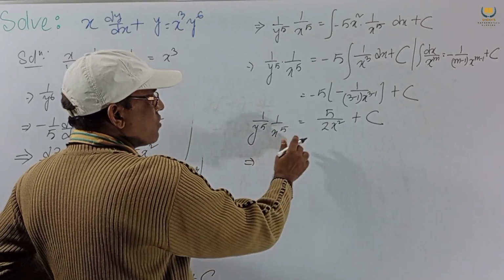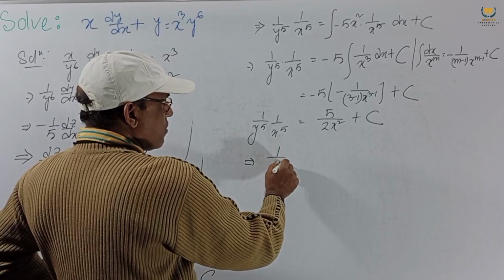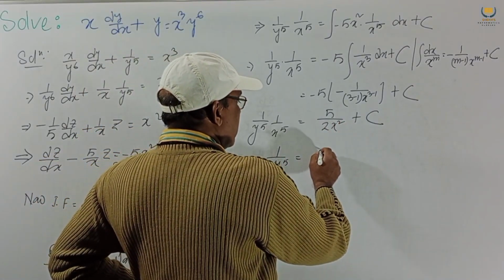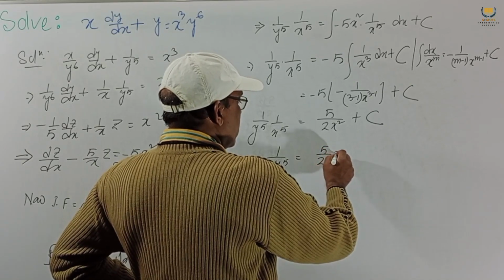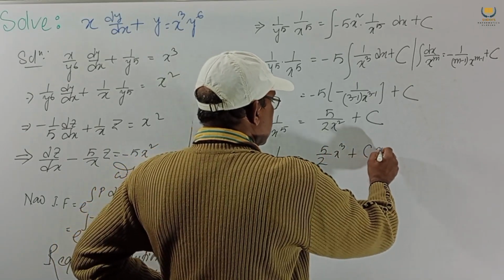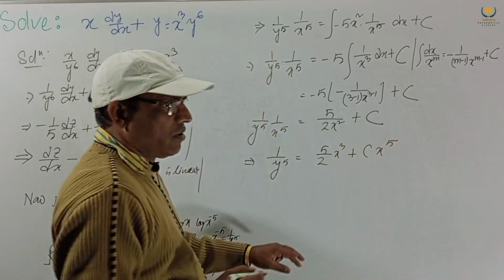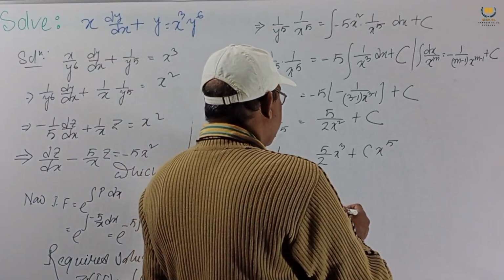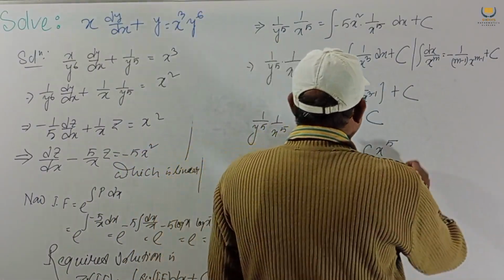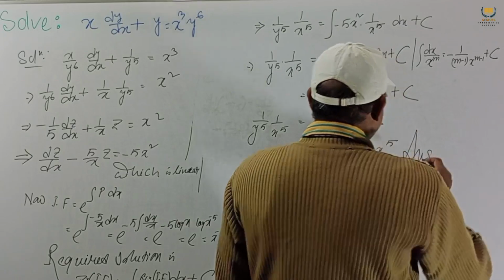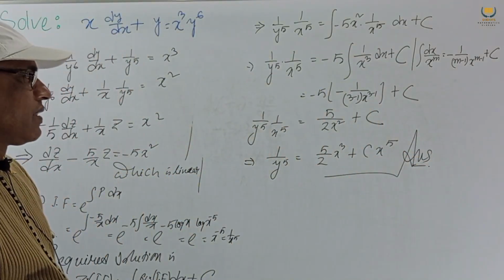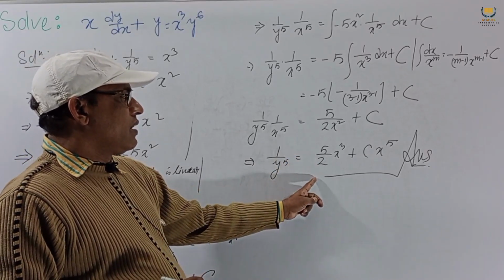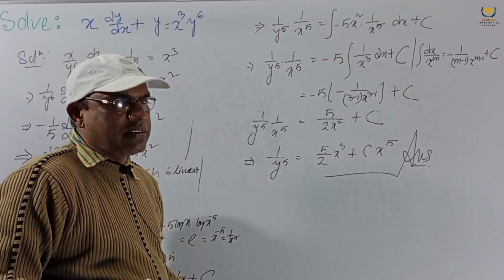1 by y to the power 5, 1 by x to the power 5. Multiplying the right hand side by x to the power 5, we get 5 by 2 x cube plus c x to the power 5, and this is our final answer. The final answer is this one: 1 by y to the power 5 equal to 5 by 2 x to the power 5 plus c x to the power 5. This is the answer.